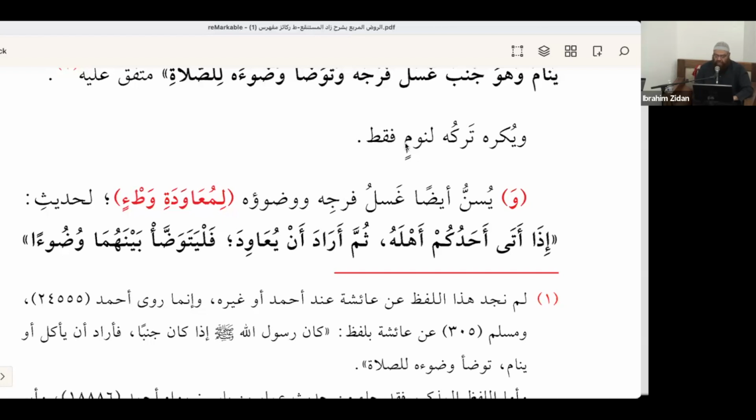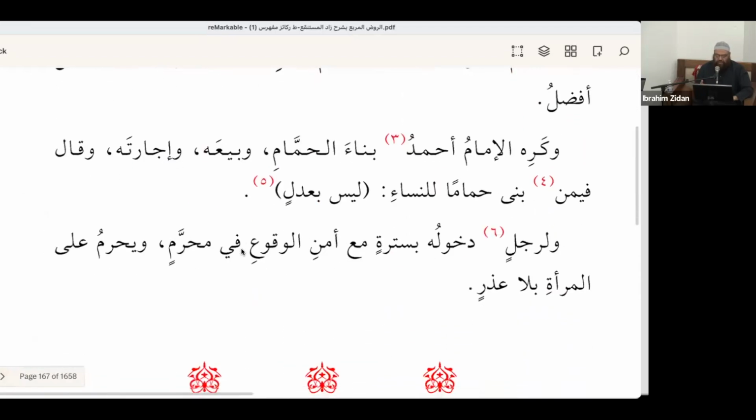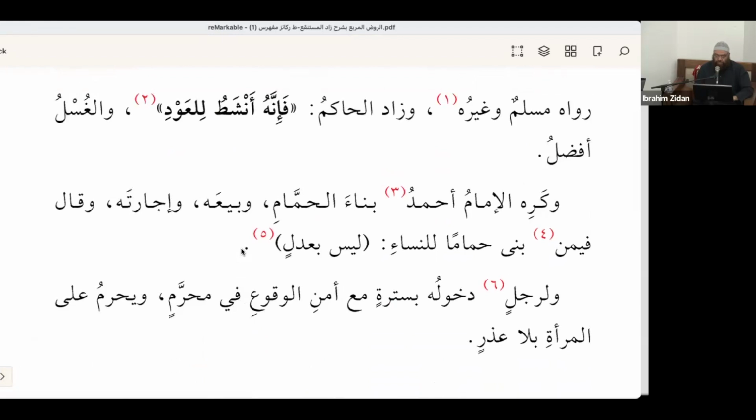He says here the hadith, if one of you أتى أحدكم أهله, goes to his family, meaning with relations, ثم أراد أن يعاود, then he wanted to do it again, فليتوضأ بينهما وضوءا, let him make another wudu between the two. He says رواه مسلم وغيره. وزاد الحاكم, and al-Hakim has an extension, فإنه أنشط للعود, because it is more energetic for the second time. And of course الغسل is better than just the wudu.